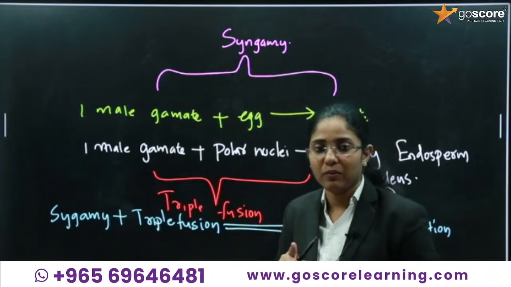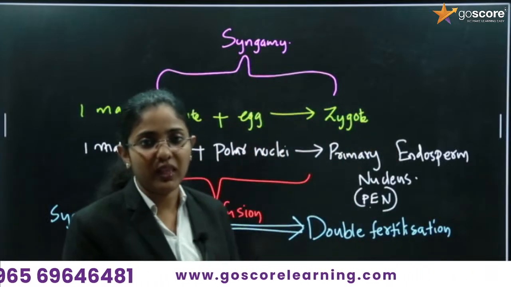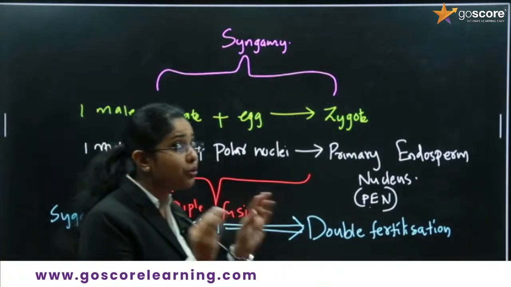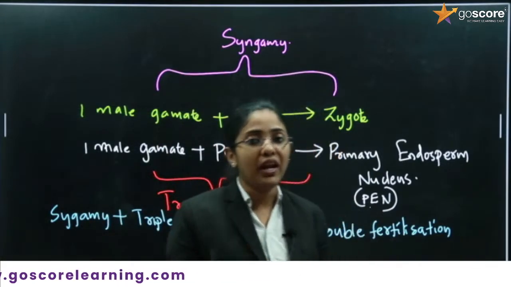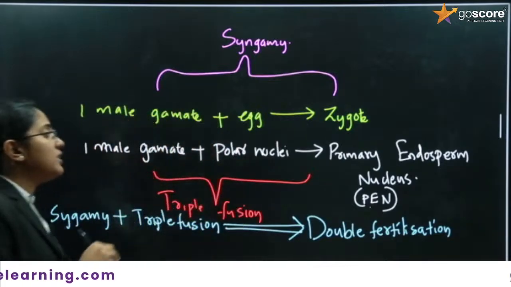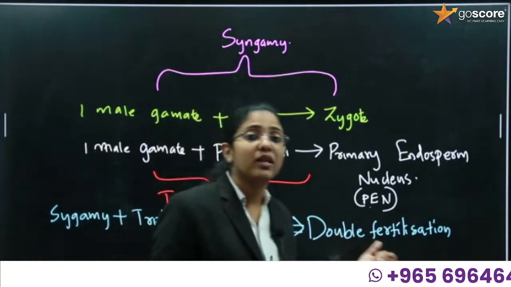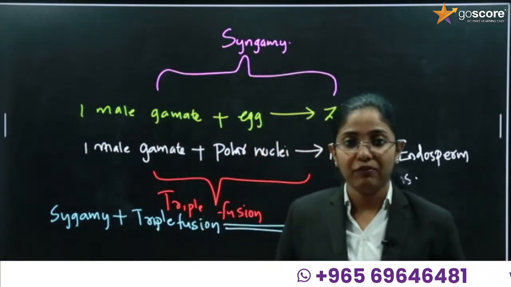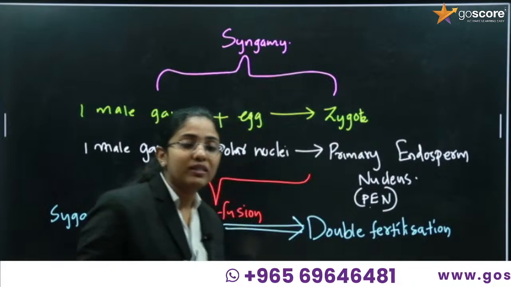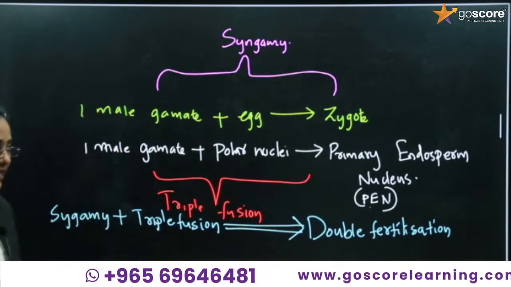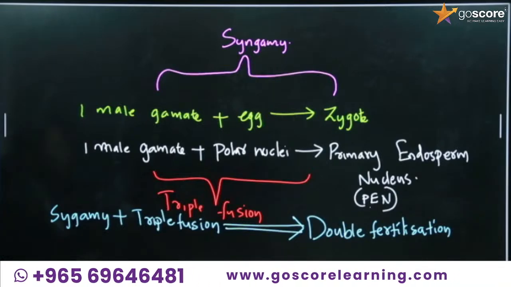The remaining male gamete will fuse with the central polar nuclei to form a structure called the primary endosperm nucleus. The process of formation of the primary endosperm nucleus is known as triple fusion, and syngamy along with triple fusion is known as double fertilization. I think it is now clear for everyone.